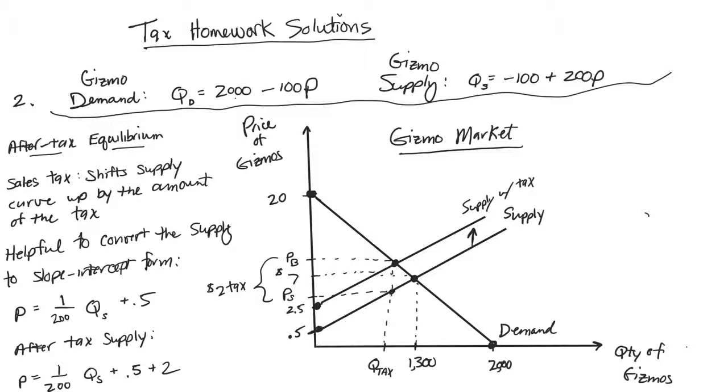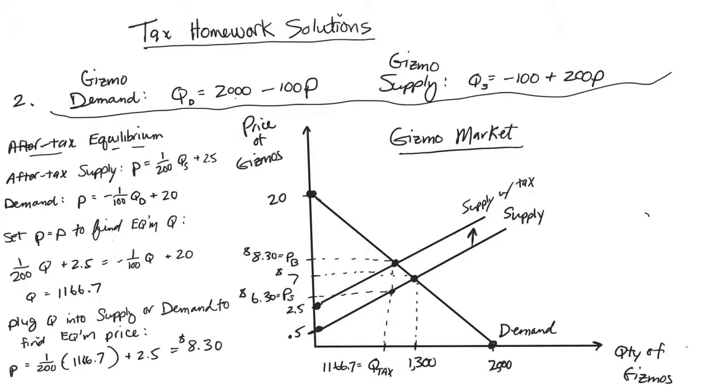After we shift that supply curve up, we can drop down to the x-axis to figure out what this after-tax quantity is. Right, now that we have our after-tax supply curve and our demand curve, we need to do the same exact exercise we did to find the initial equilibrium. We're just using a new supply curve, same exact process.